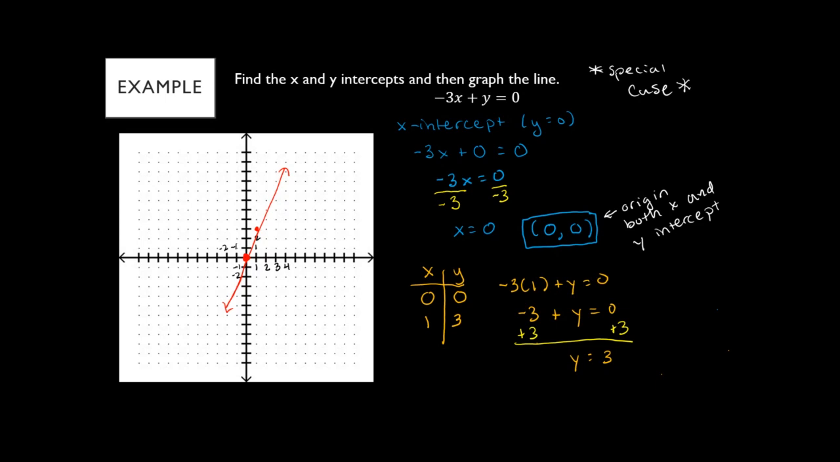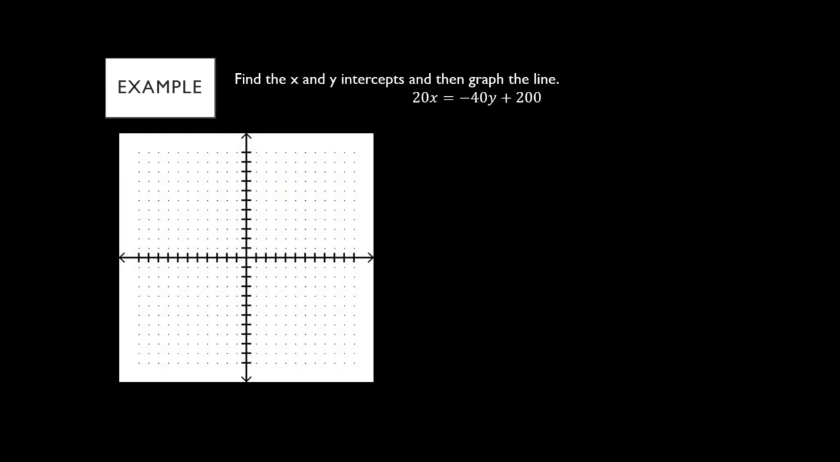Okay, so I've got one more example here. We've got some larger numbers here. I thought that would be a good thing to do. So we've got 20x equals negative 40y plus 200. So we will start by finding the x-intercept. And that is where y is equal to 0. So I have 20x equals negative 40 times 0 plus 200.